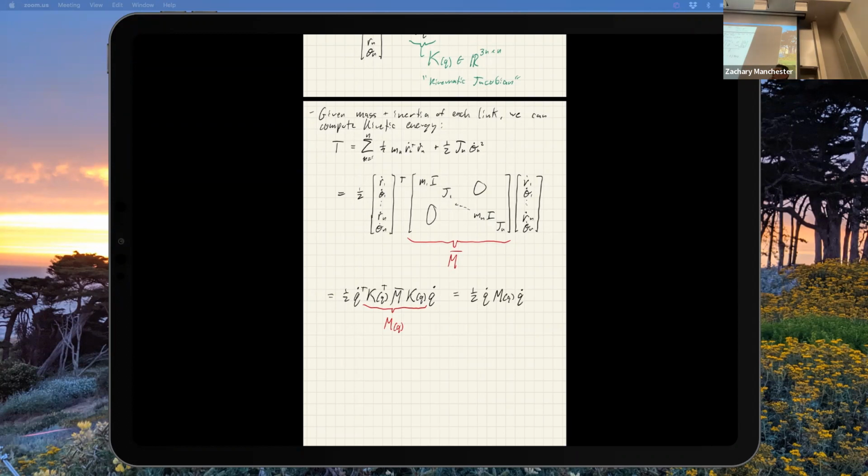The important thing is that the mass properties of these things don't change. That's constant. All this M of q stuff is coming from the kinematic Jacobians. That's it. And if you ever want to get this in general, you can do it like this: you write down the kinematics, differentiate them, get the Jacobian, write down all the masses and inertias of all the links, and you just compute this matrix sandwich thing.